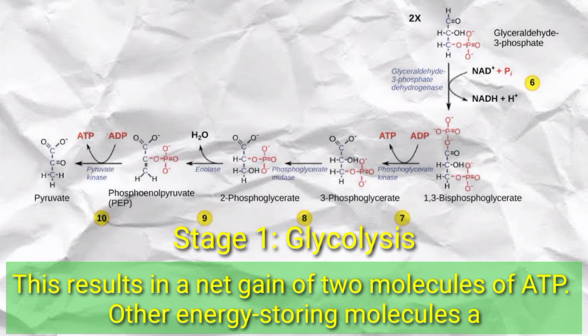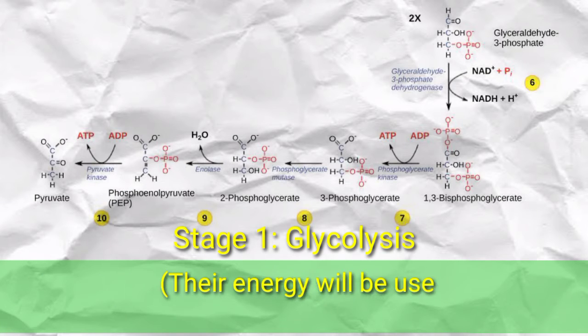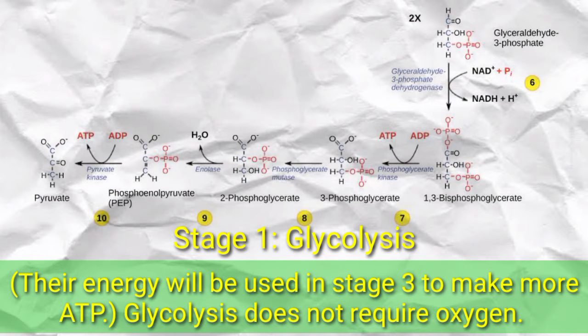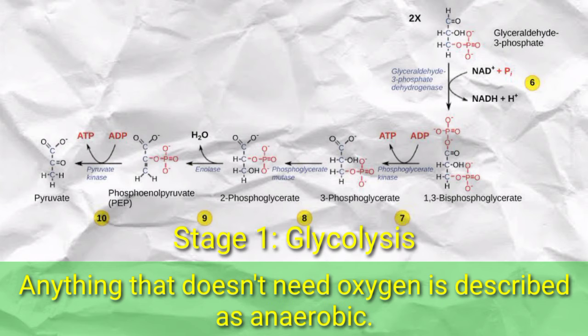This results in a net gain of two molecules of ATP. Other energy storing molecules are also produced. Their energy will be used in stage 3 to make more ATP. Glycolysis does not require oxygen. Anything that doesn't need oxygen is described as anaerobic.